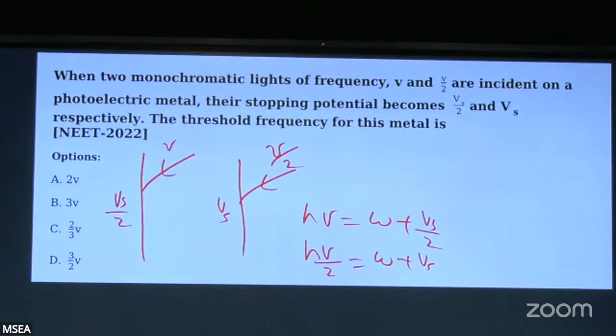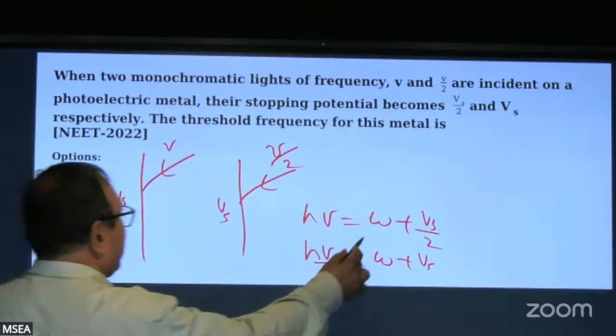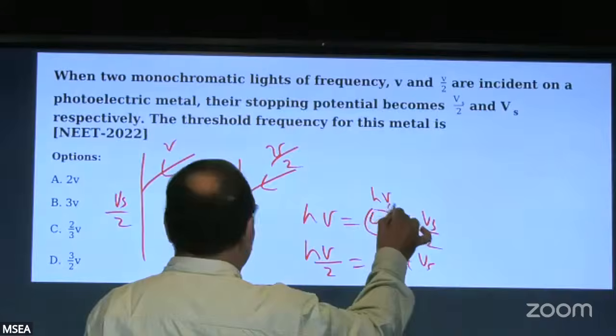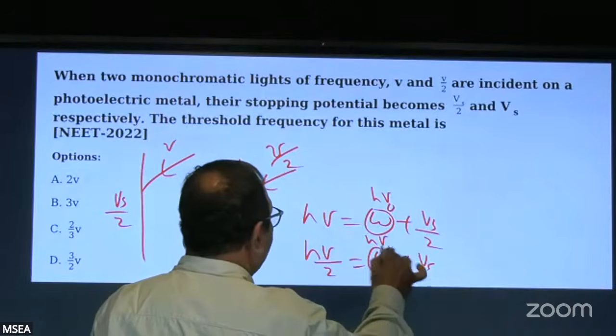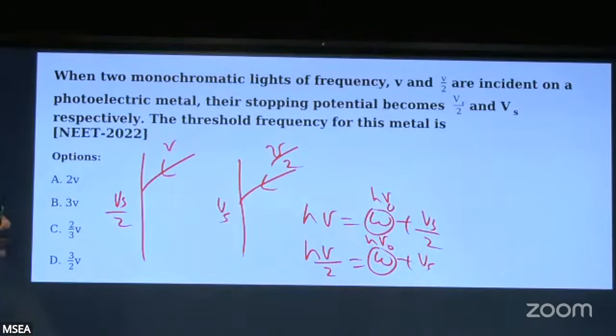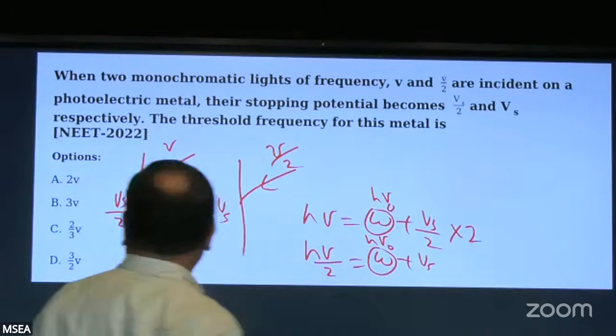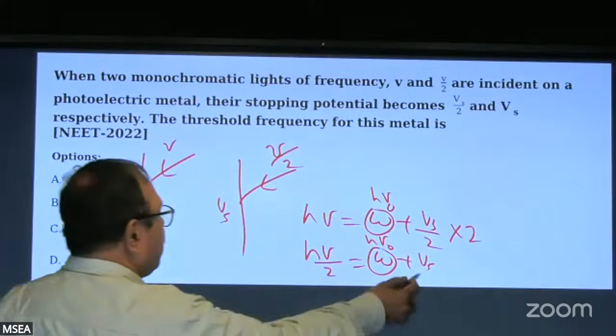So this one is asking about threshold frequency. Threshold frequency means what we can write? hν is asking. Even we can write it as hν₀, equate for this. Or if you multiply this one with the 2, so we can equate.